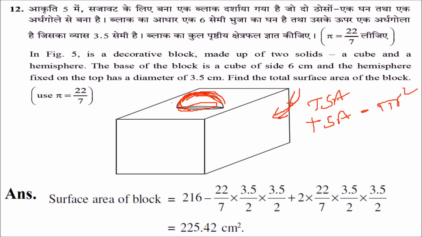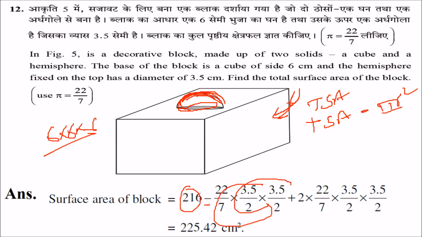First of all, the area, this 6 into 6 into 6, gives you 216. Subtract the pi r square, that is pi into 3.5 into 3.5, from here, and then add 2 pi r square. This is the total surface area of the hemisphere. So 2 pi r square. And if you find out, this will be 225.42.